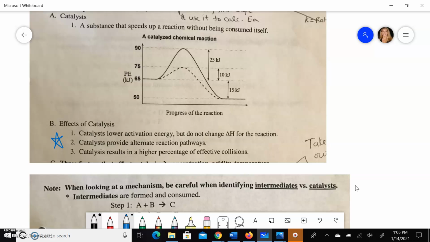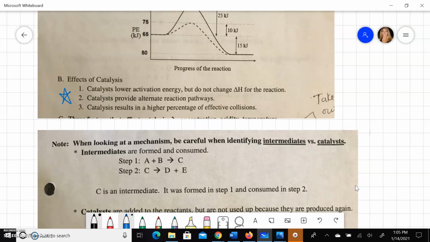Catalysts lower the activation energy, but they don't change the delta H. So they don't change the difference between the reactants and the products. They provide an alternate reaction pathway, and like I just said, they have a higher percentage of effective collisions.